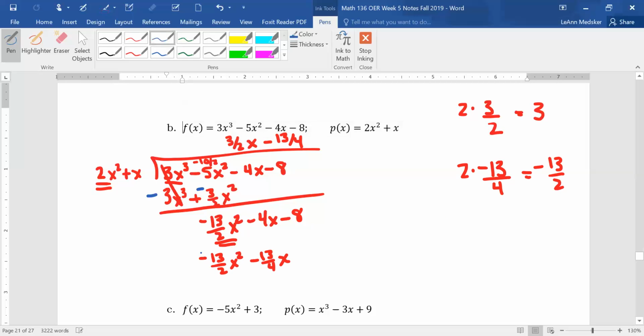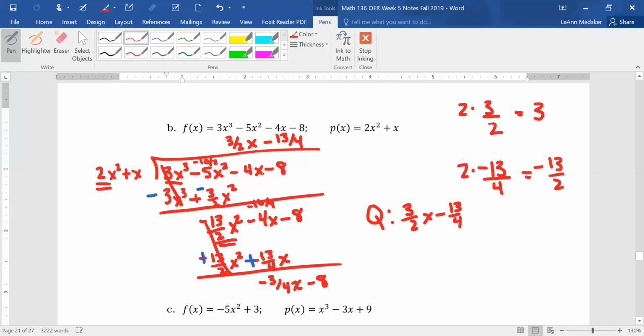We'll need to change our signs before we do our combining step. This would be negative 16 over 4 if we write that as a common denominator. So that is negative 3 over 4x minus 8. You cannot go another round because 2x squared is bigger than the x to the first, so we are done. So my quotient here is 3 halves x minus 13 over 4. My remainder is negative 3/4 x minus 8.